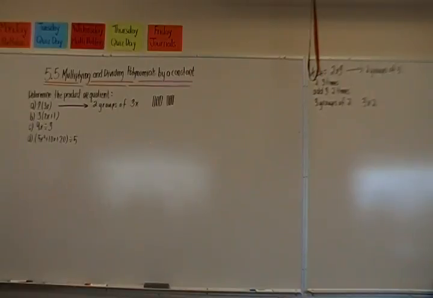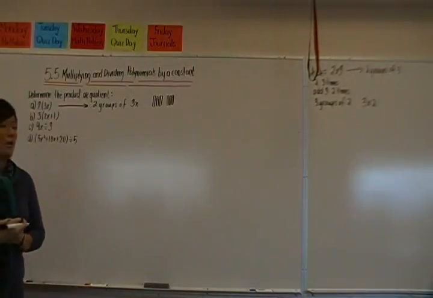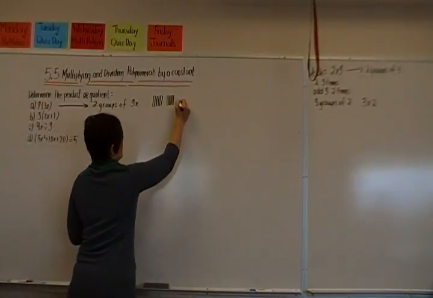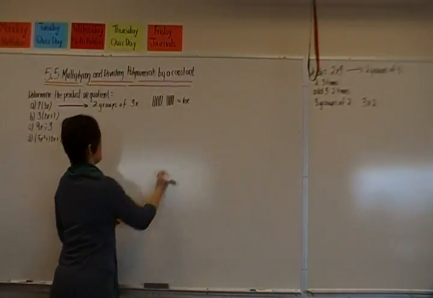What is this product? Maddie, what's that product that I have drawn on the board? 6. 6 what? 6x. Good. So the product of this is 6x.